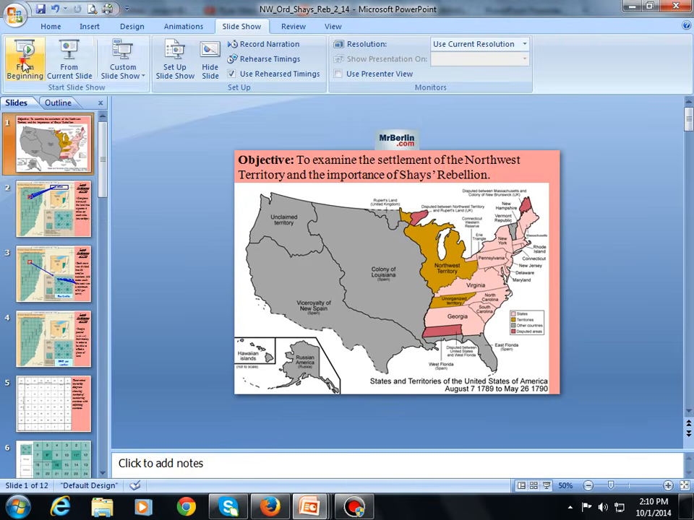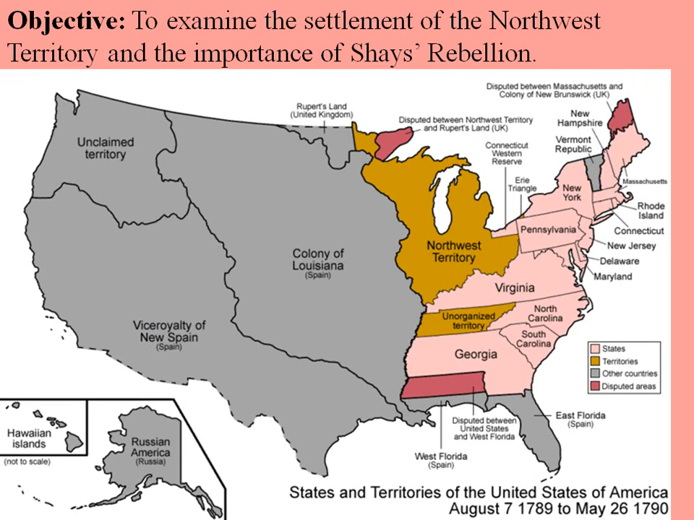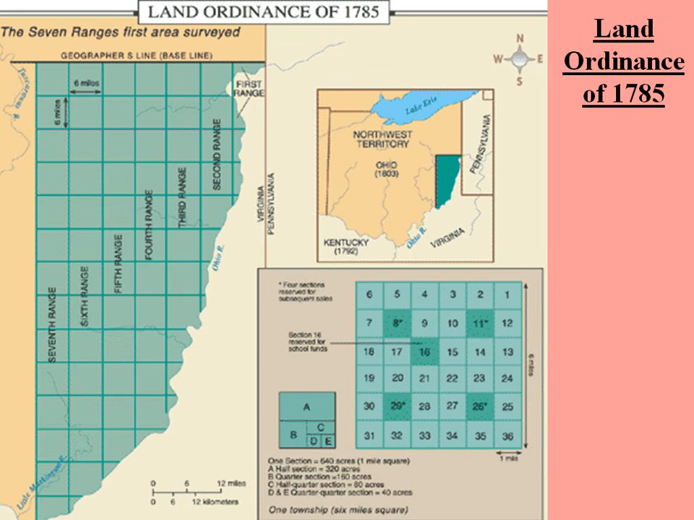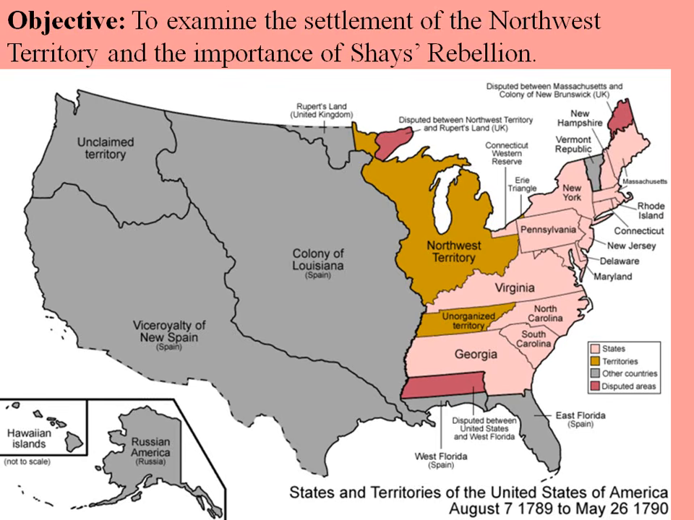Okay, now we're going to talk about the Northwest Ordinance Treaty and the importance of Shays Rebellion along with the Constitutional Convention. All right, so a land ordinance here of 1785. So all this new territory is won after the American Revolution, and the idea is, well, how are we going to make these into new states?